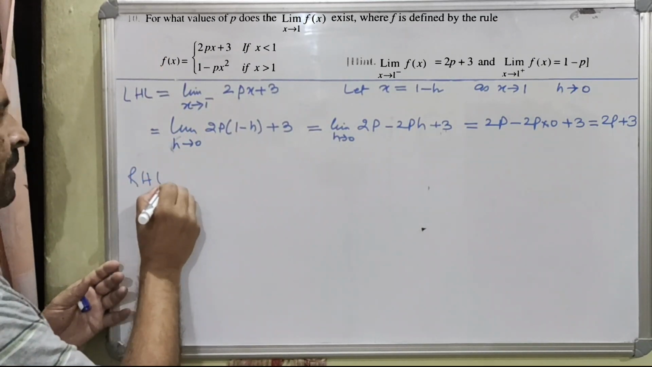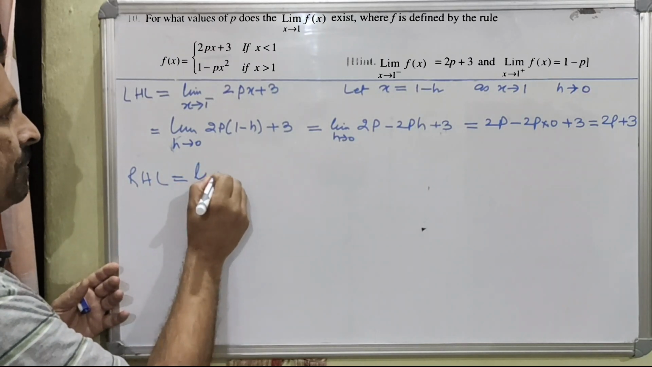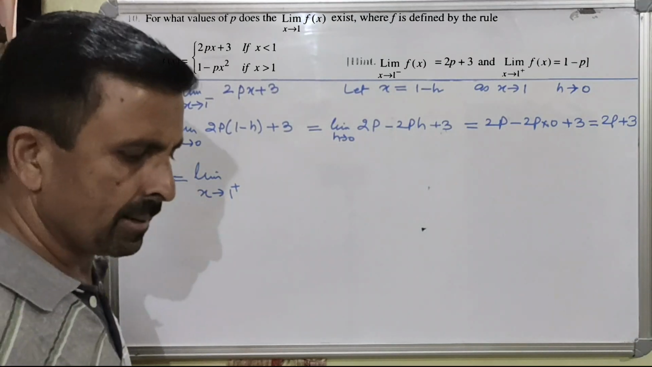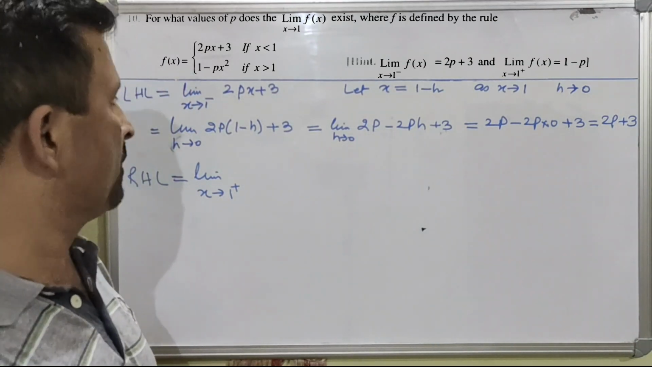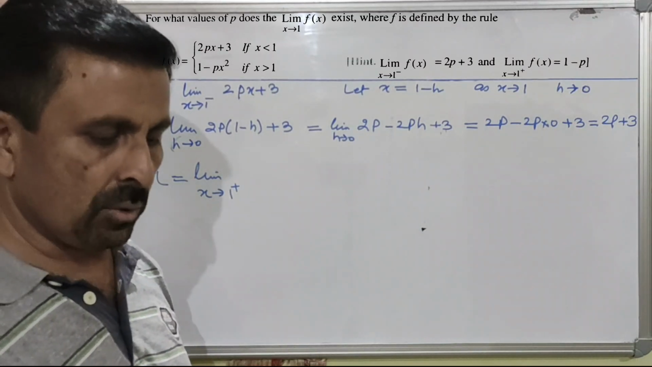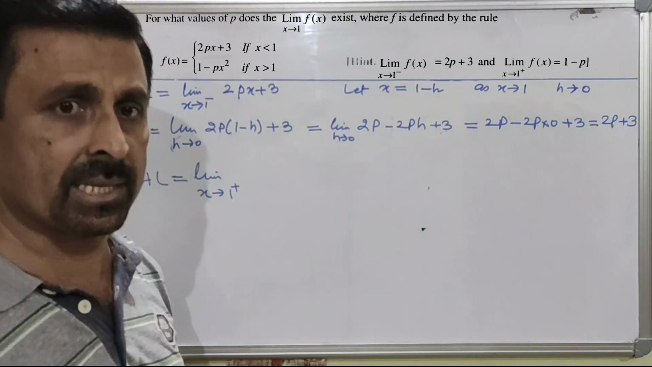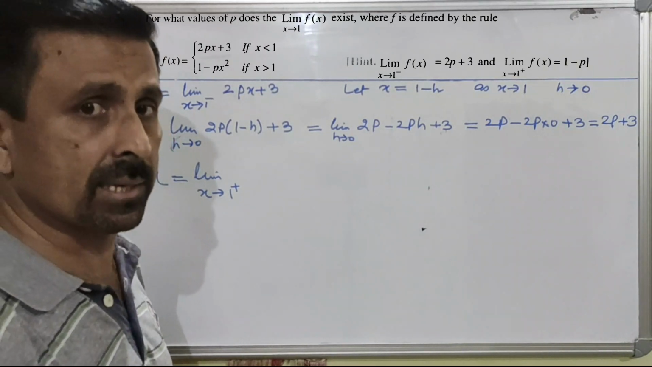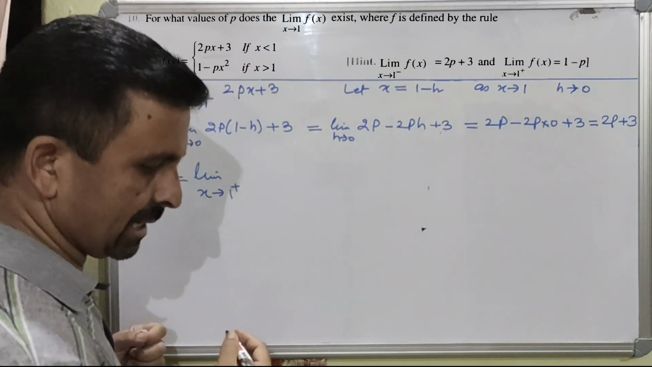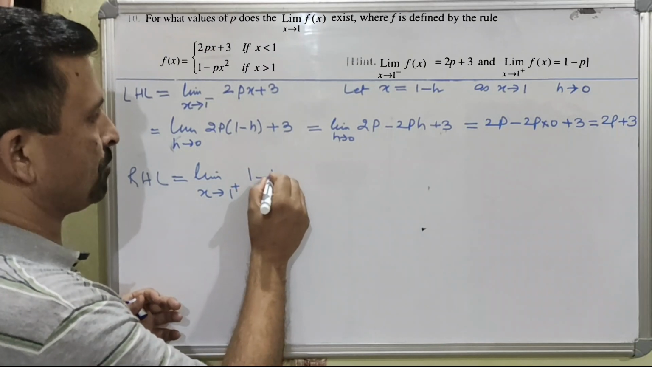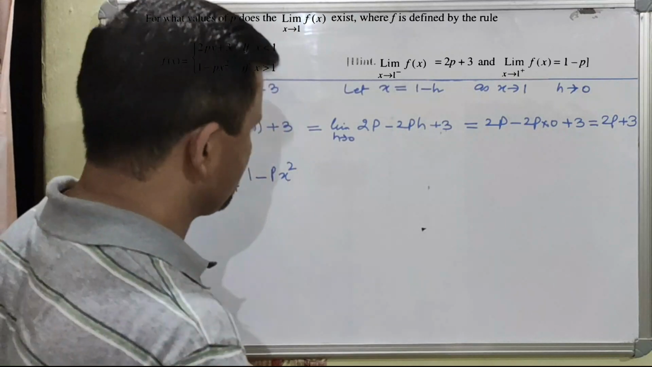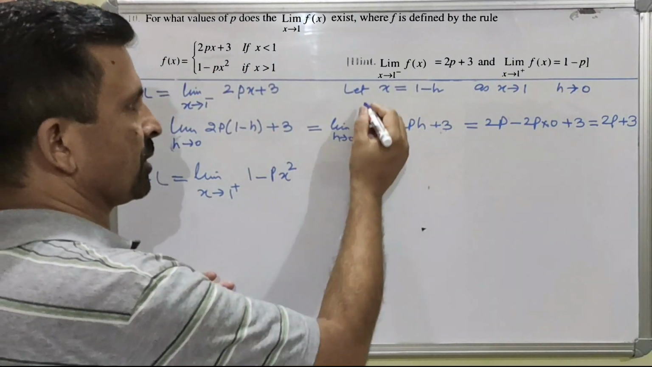Right hand limit is equal to limit x tending to 1 plus. Now you have to go to the question again and find out in which function the value of x is greater than 1. So the second function, 1 minus px square, is the function where the value of x is greater than 1. So we will take that function for the right hand limit. So it is 1 minus px square.